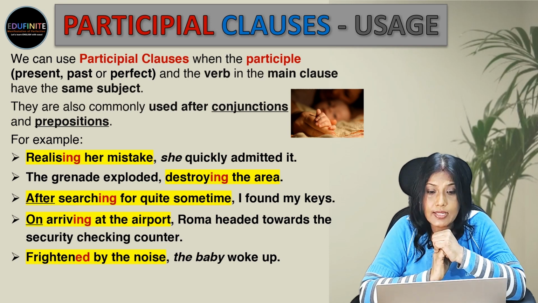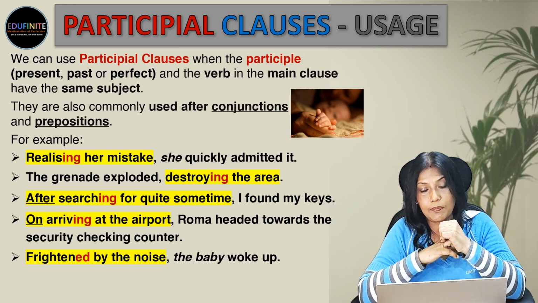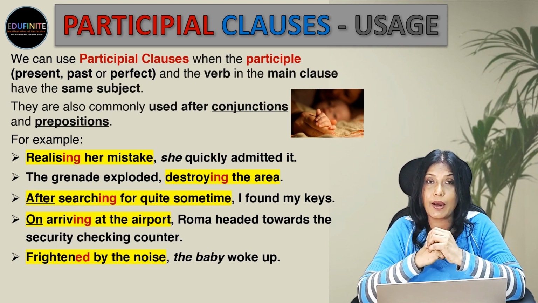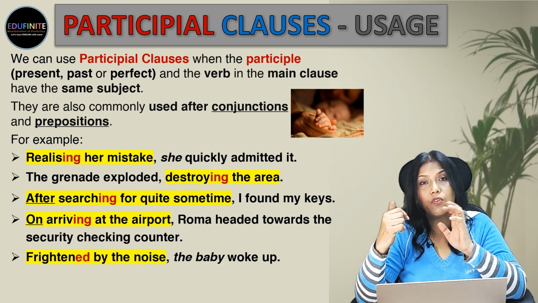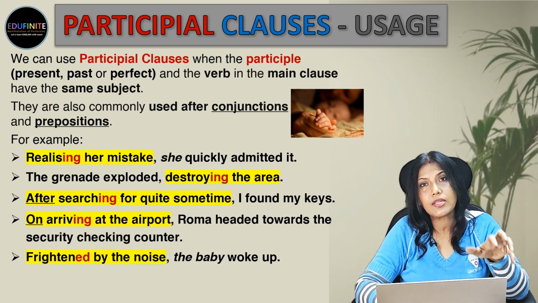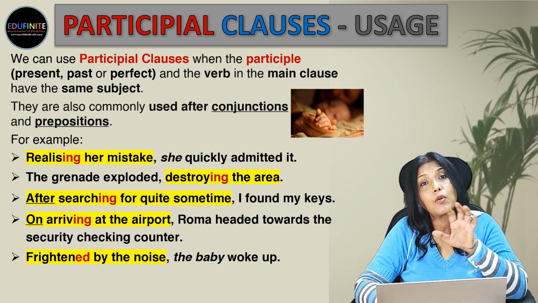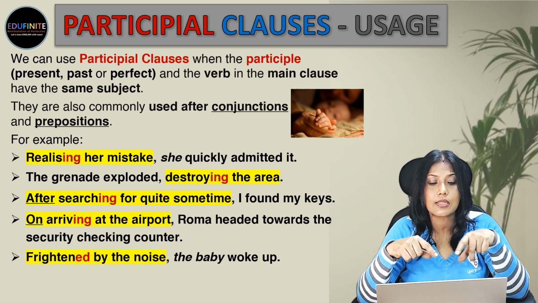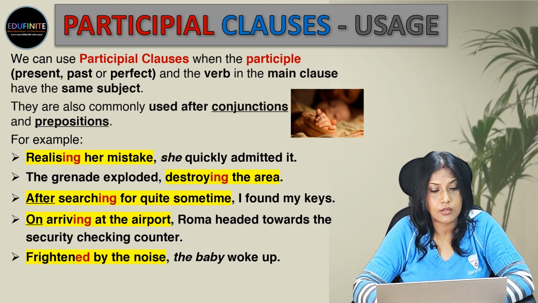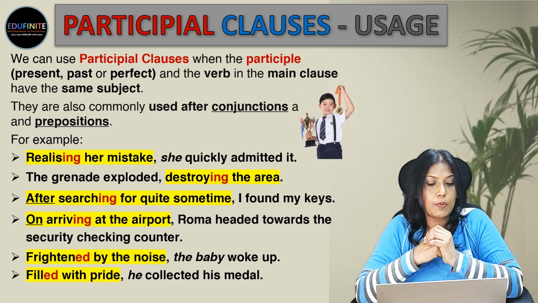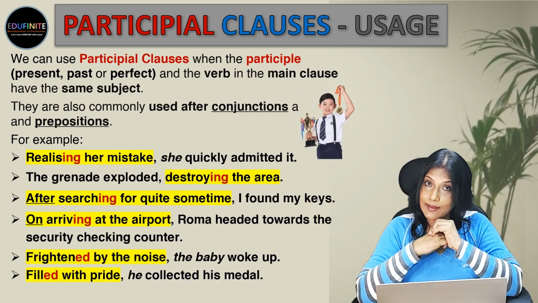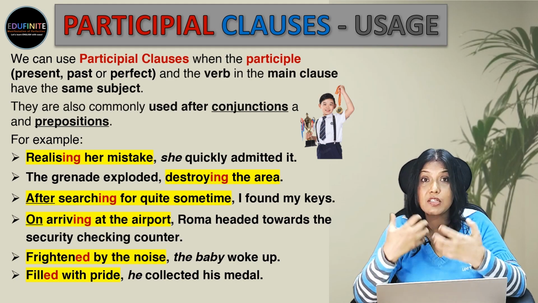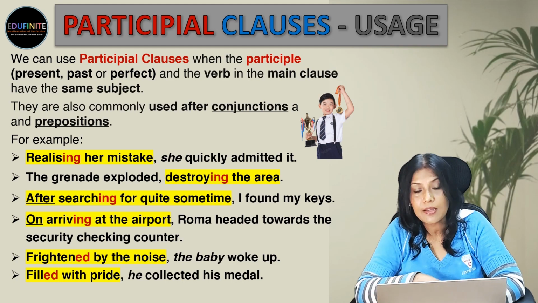Frightened by the noise, the baby woke up. So again here we have used the past participle. Frightened by the noise, the baby woke up. Frightened by the noise, this is telling us about the baby. It's describing the noun baby. So this is a participial clause. Now, filled with pride, he collected his medal. This is again the past participle. Filled with pride, he collected his medal.